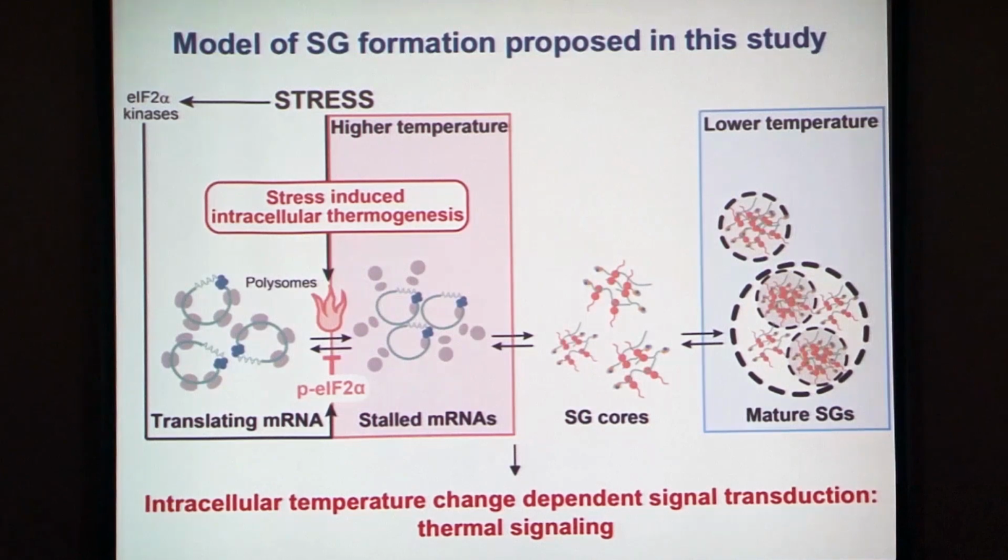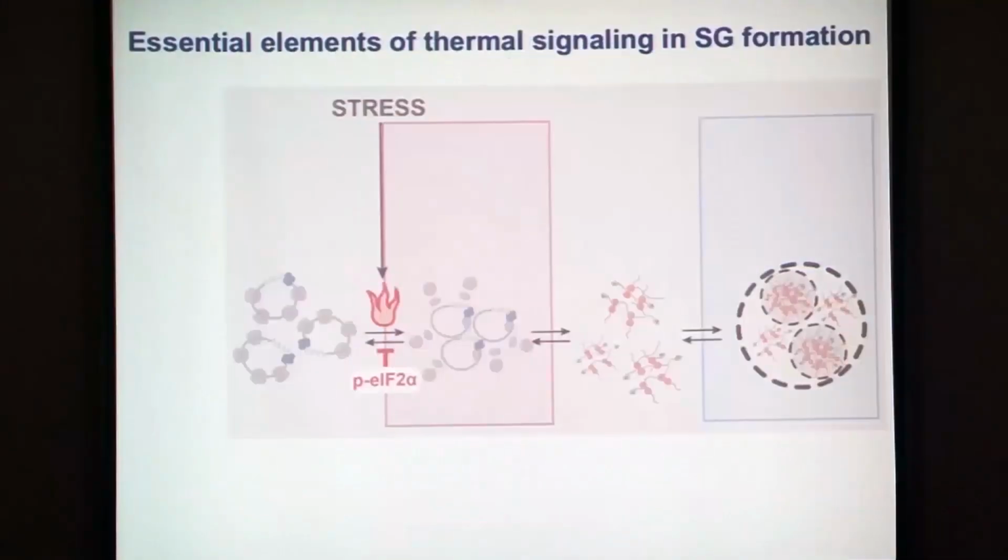So this is one approach to understand thermal signaling, which I'm very happy about, because not only the heating technique but also the first temperature imaging was indispensable in this project.